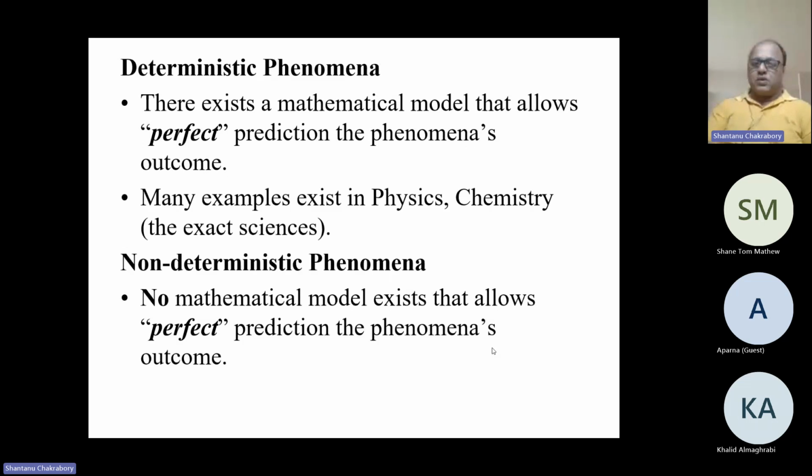So in a deterministic phenomenon, what happens, guys? There exists a mathematical model that allows a perfect prediction of the outcome. Examples exist in physics, chemistry, and other branches of sciences, where the model helps us predict the phenomenon and its outcome. But in a non-deterministic phenomenon, there is no model that allows perfect prediction of the outcome. So there lies a difference between a deterministic and a non-deterministic phenomenon, right?